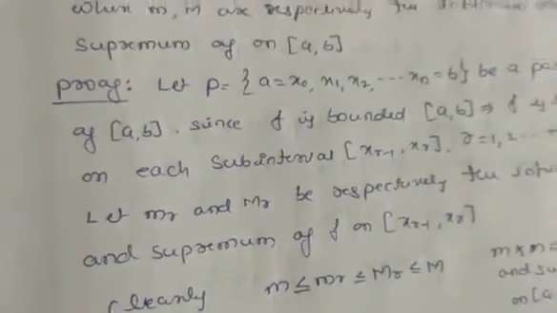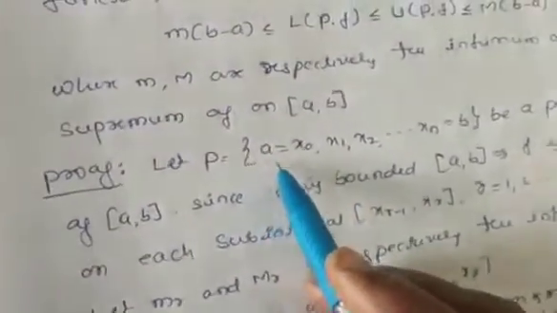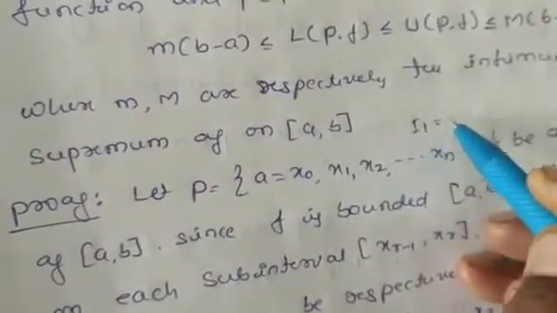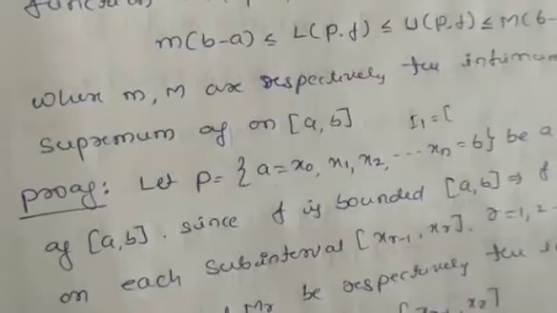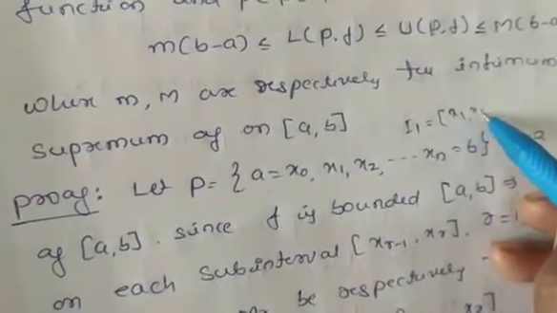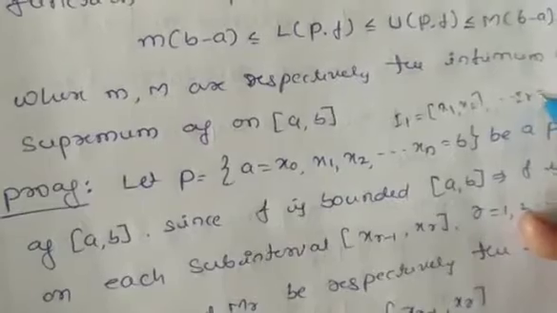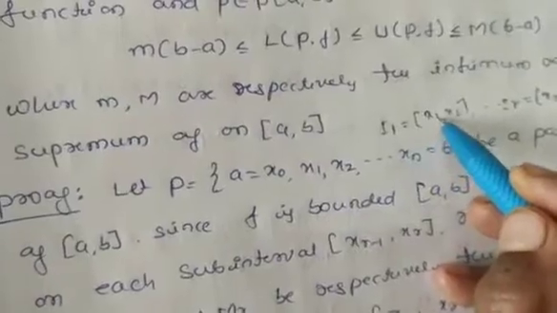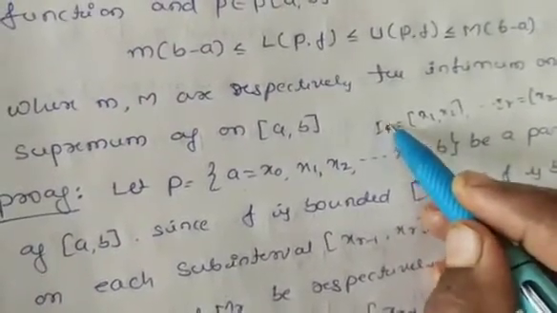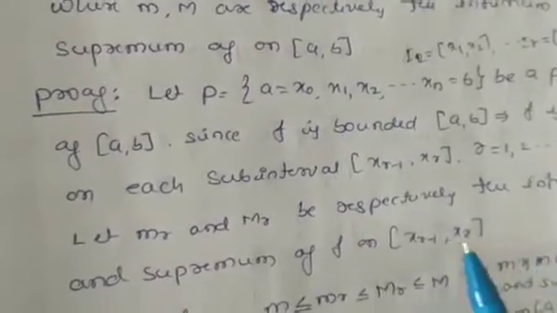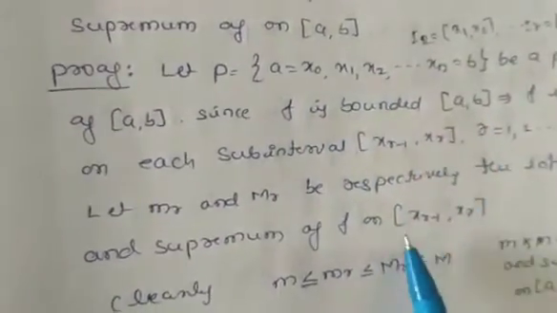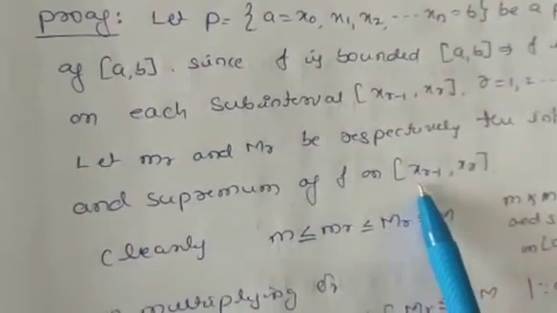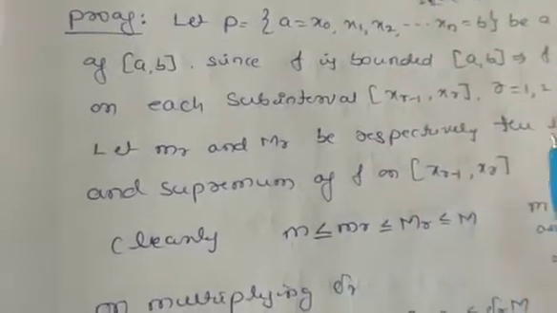Here we take subintervals of the partition P, which is x0, x1, etc. Suppose the first interval is I1, which means [x0, x1]. Like this, I_r means [x_{r−1}, x_r]. So we can divide the partition into subintervals like this, where the rth interval is I_r = [x_{r−1}, x_r].